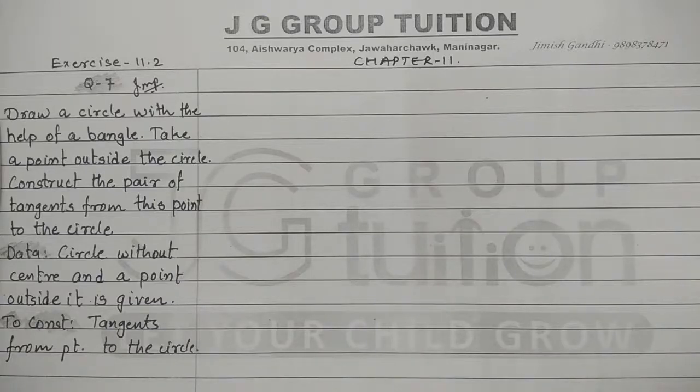देखो, when you construct a circle with a circular bangle, आप कोई भी circular object से जब भी कोई circle बनाओगे, so you don't have the center. आपके पास center नहीं होगा. So first, a very important part is that you have to obtain the center of the circle. Then the construction is the same as the first construction.